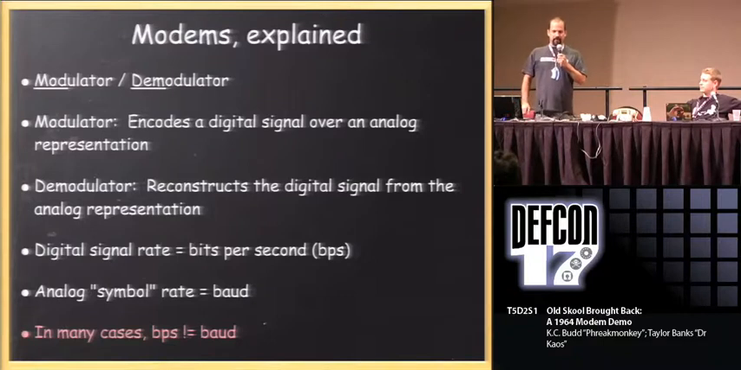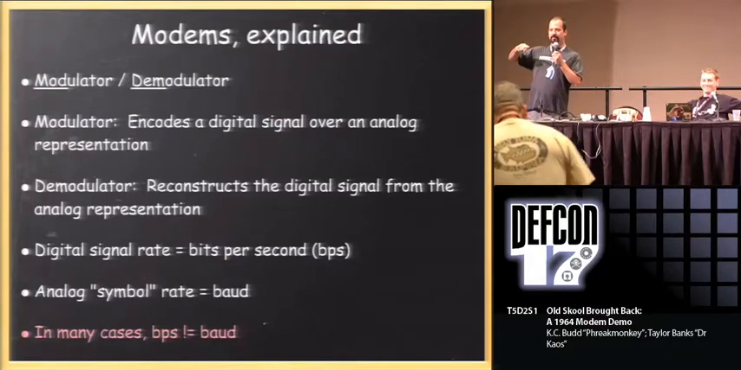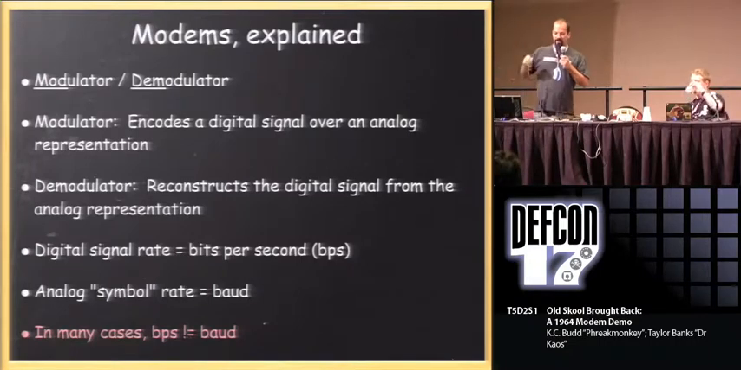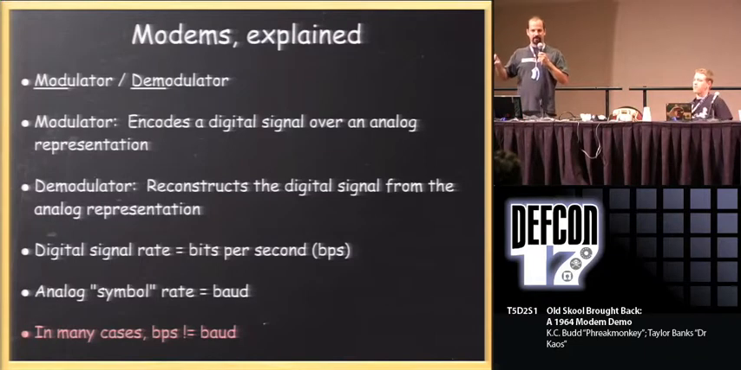Turns out 300 baud was the last time we used that term correctly. 300 baud is 300 bits per second on the digital side and 300 symbol changes per second on the analog side. What we always called 1200 baud is actually 1200 bits per second on the digital side and 600 symbol changes per second on the analog side.